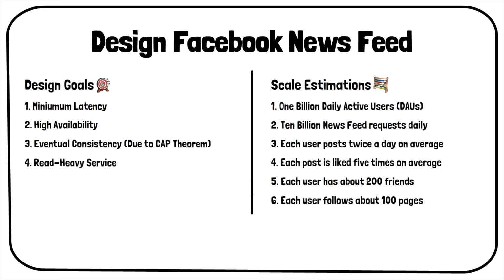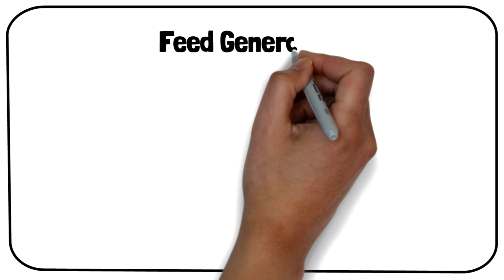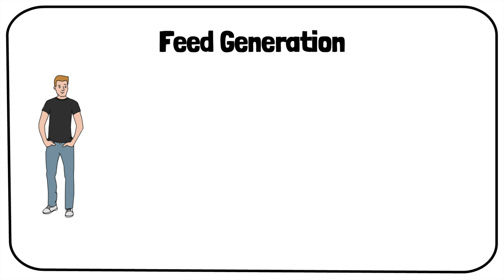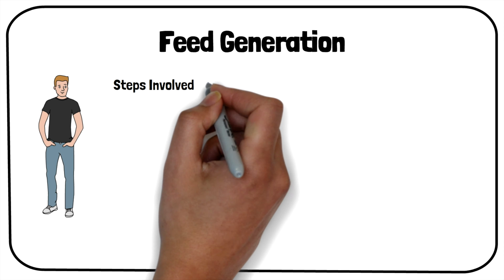At a high level, this problem can be divided into 2 parts: feed generation and feed publishing. To understand feed generation, let us take an example. This is Matthew. He has just logged onto Facebook. Now, we need to generate the news feed for him.